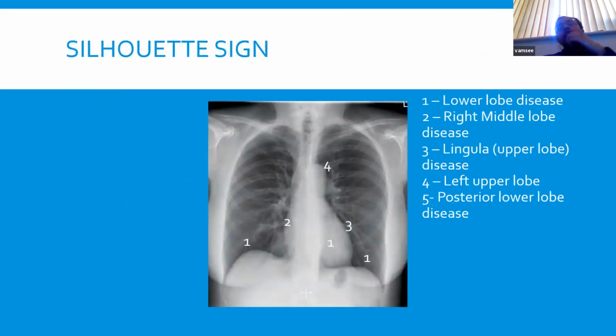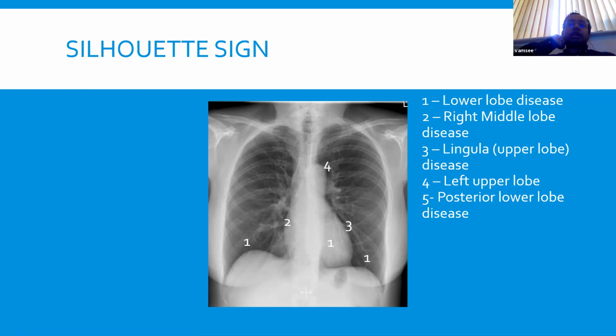Now, I'm sure you've heard this term being thrown about, the silhouette sign. This is a bit of a misnomer, really, because what they're referring to is you've got your normal cardiac silhouette on your chest X-ray, and you've got something that's disrupted the silhouette. So what it actually refers to is the loss of your normal silhouette rather than forming a new silhouette itself.